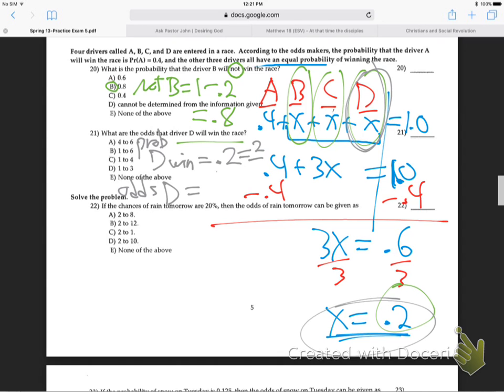Yeah, 2 over 10. We okay with that? Remember, the first place after the decimal is the tenths place, so that literally is 2/10, right? Then reduce that, divide by 2, and that is 1/5. That's the probability. I still don't have the odds. That's the probability that D's going to win the race, 1/5.